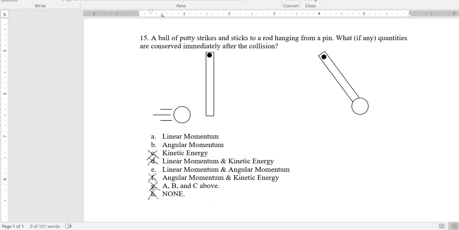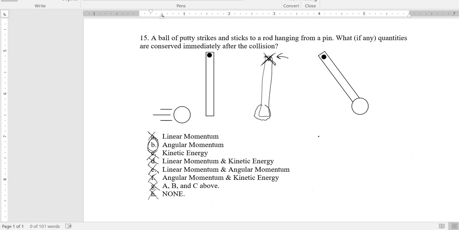Well, let's start with when the collision happens. So here's the moment of the collision. Here's the pin, and here's the ball sticking to the rod. If you try this out, and let's say you hold the rod when you do this, when that putty hits that rod, your hand is going to have to push left to keep the pin still. That is an external force to the rod-putty system. So since there is an external force to the rod-putty system, linear momentum is not conserved, and therefore E can't be right either. It turns out your correct answer is B.